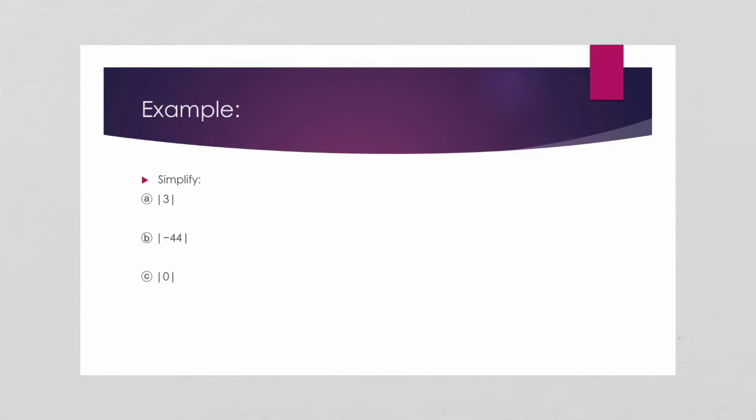All right, so on part A, we're looking for the absolute value of 3. How far is 3 from 0? It's just 3 units away. On part B, how far is -44 from 0? It's just 44 units away. And on part C, how far is 0 away from 0? It's 0 units away.